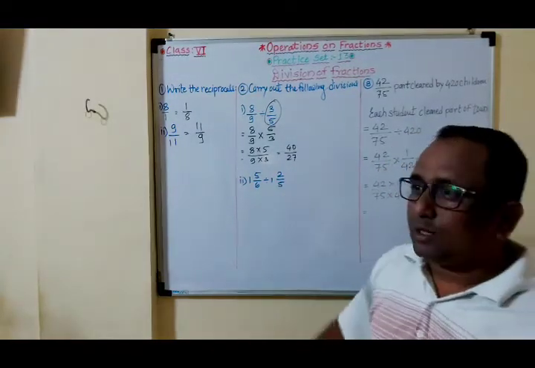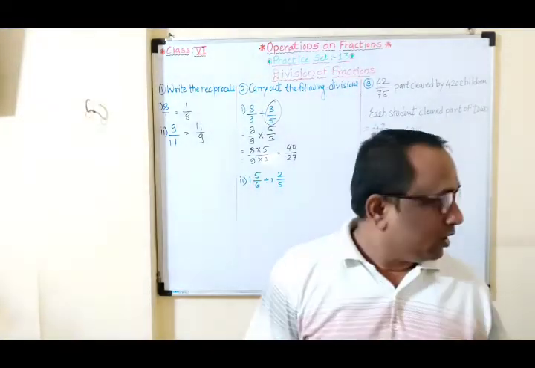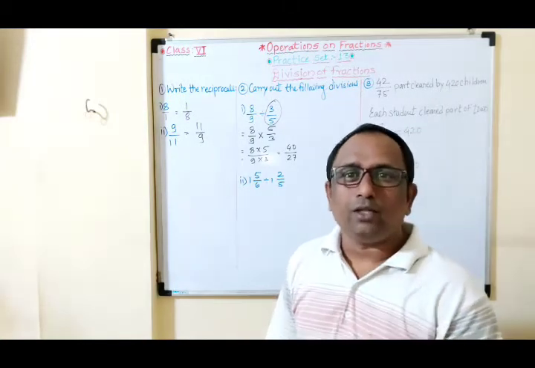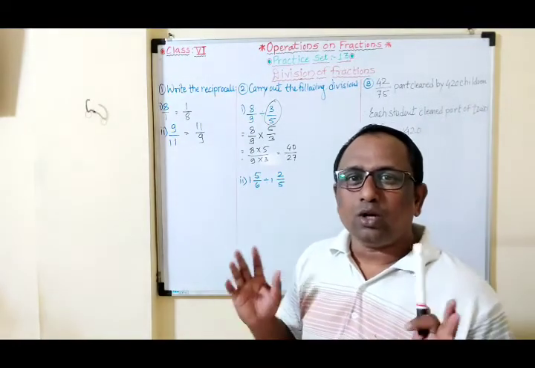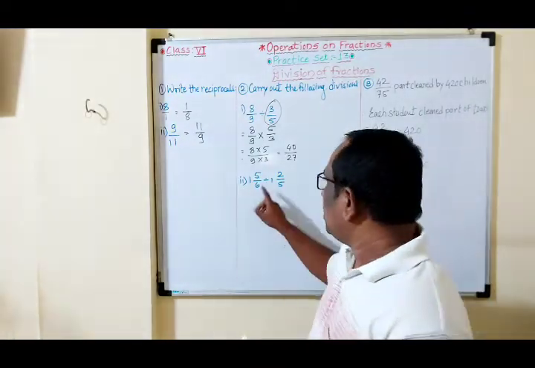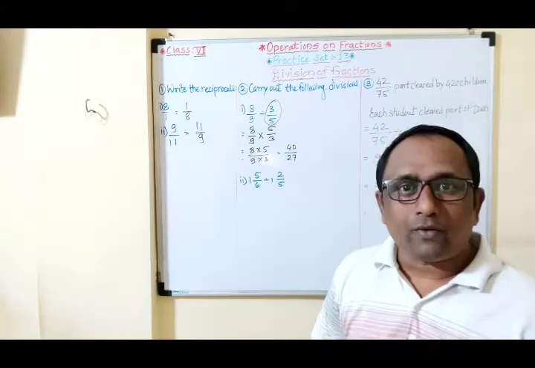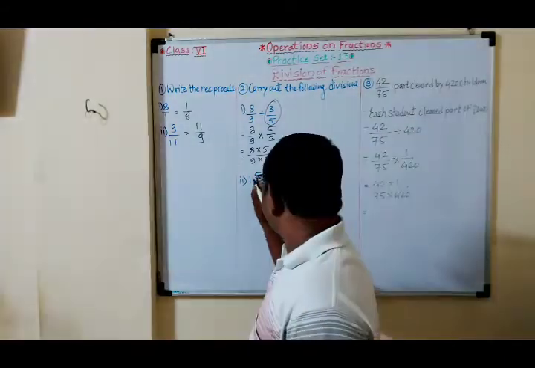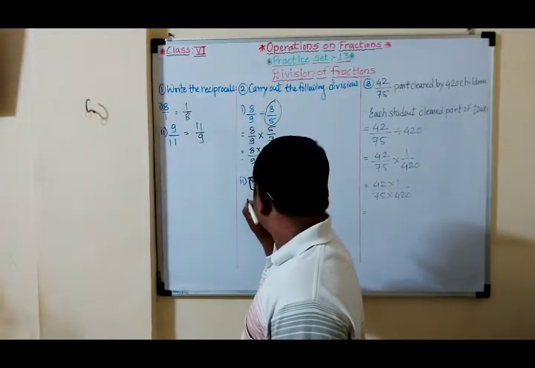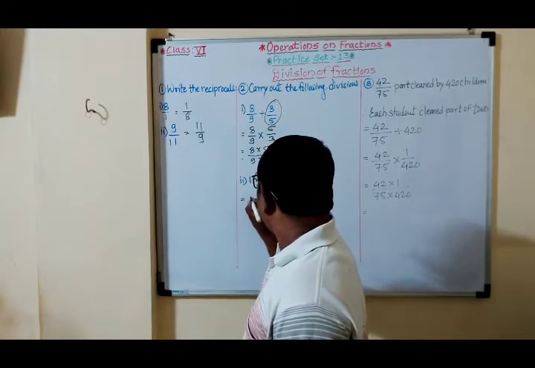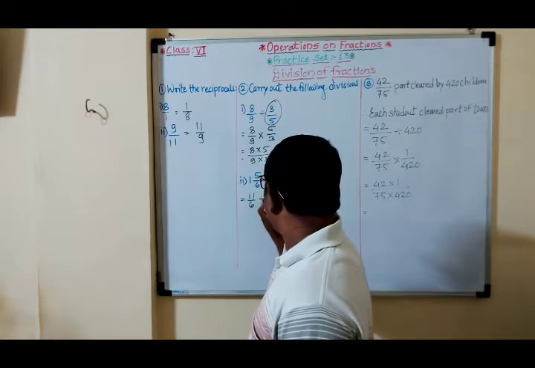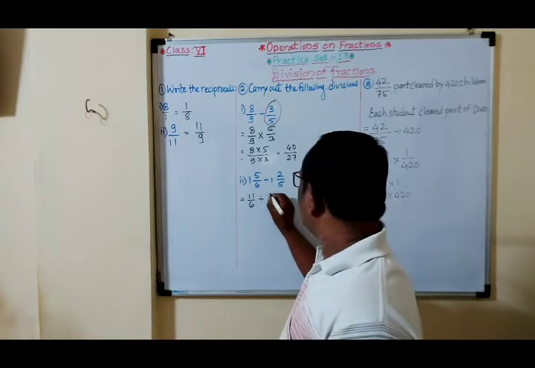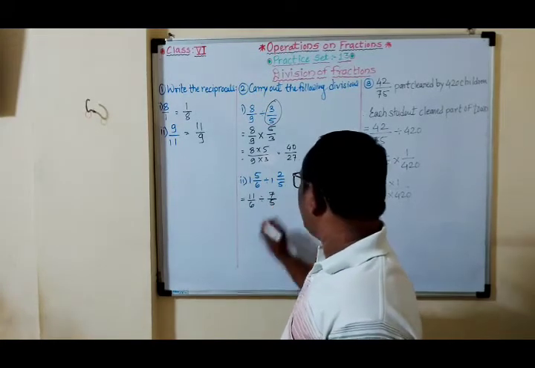Now this type of example is not there, students, in your textbook. For your information, I gave this one. Your mixed number. Okay, simple thing. Don't take tension. So just convert this mixed number into an improper fraction. So 6 1s are 6, plus 5, that is 11 upon 6, divided by 5 1s are 5, plus 2, 7 upon 5.